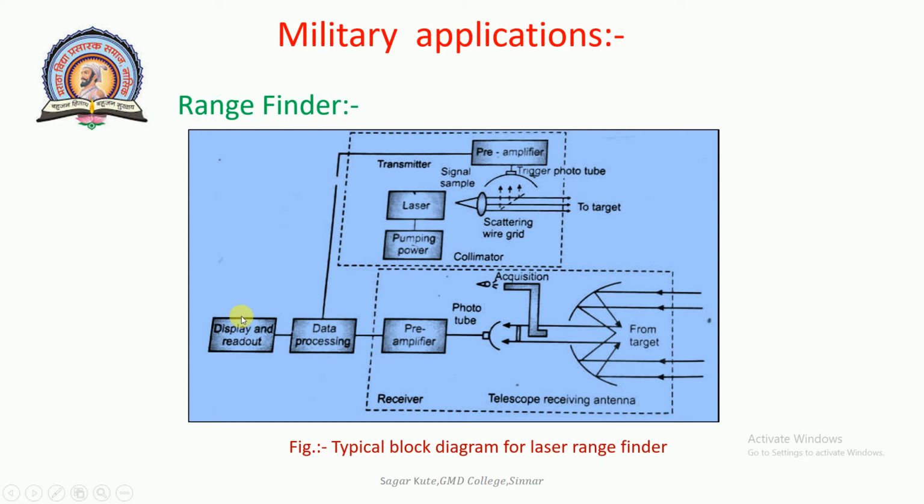Third is the display and readout. The range thus determined by the counter is displayed in the readout. Fourth is the sighting telescope. The sighting telescope permits the operator to read the range while looking at the target. These are the four functional parts of the range finder device.